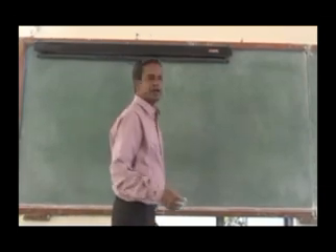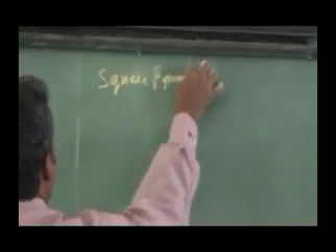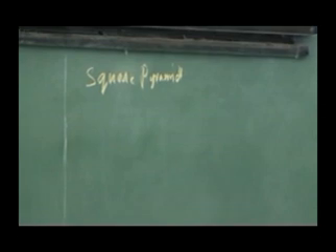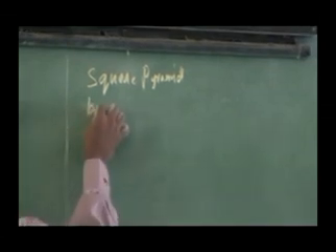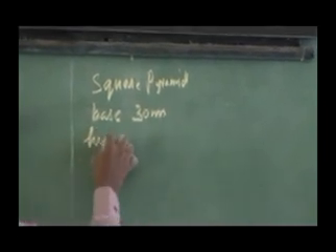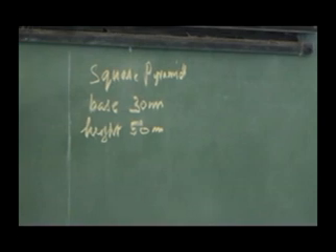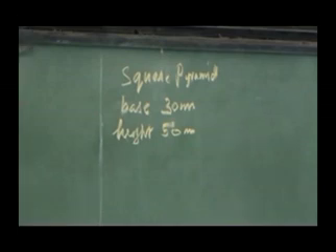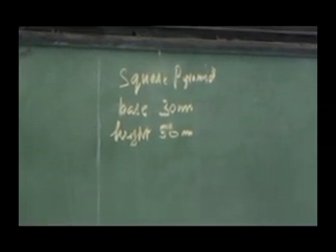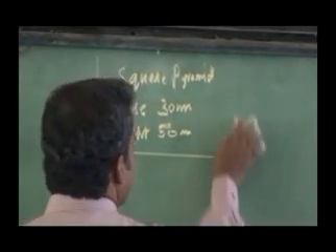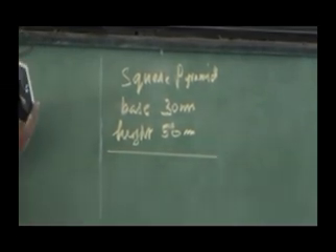Square pyramid. A square pyramid of base side 30 mm and height 50 mm is kept on the ground with its base vertically kept on the ground such that a base edge is touching the picture plane.